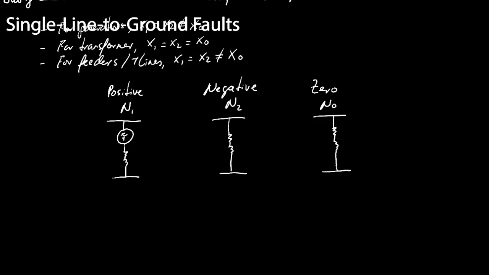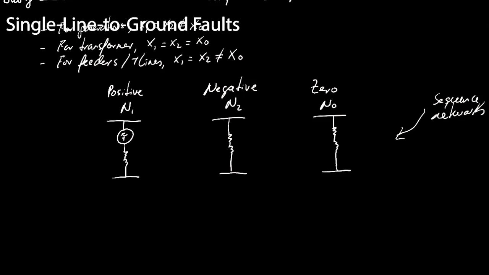So once we've built the sequence networks, again, these are what we're going to call the sequence networks. They're all independent of each other. And so what we need to do for the symmetrical components technique is interconnect those sequence networks depending on the type of fault.